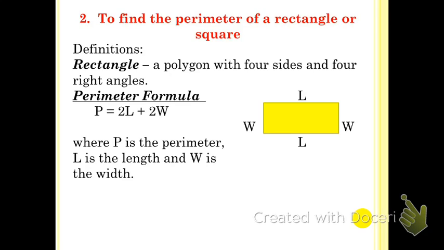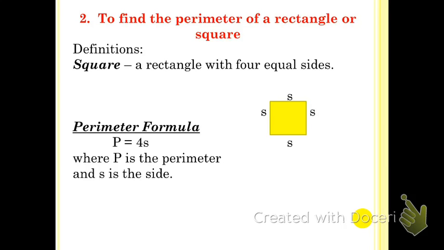A rectangle is a polygon with 4 sides and 4 right angles. To find the perimeter of a rectangle, perimeter P is equal to 2 times the length plus 2 times the width. A square is a rectangle with 4 equal sides. To find the perimeter of a square, since we have 4 sides and they're of equal length, the perimeter of a square is equal to 4 times S. P is the perimeter and S is the side.